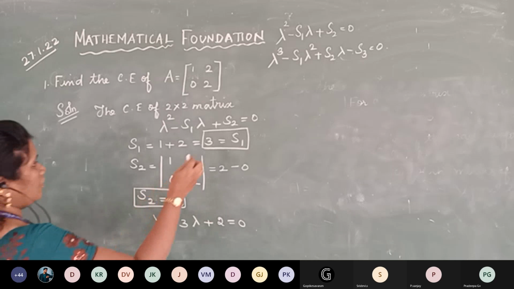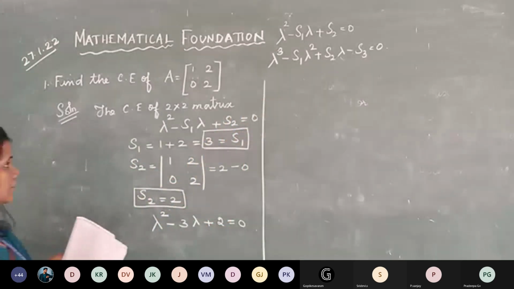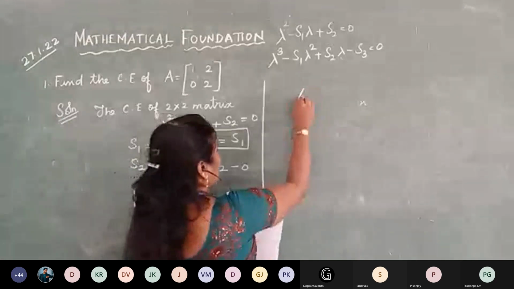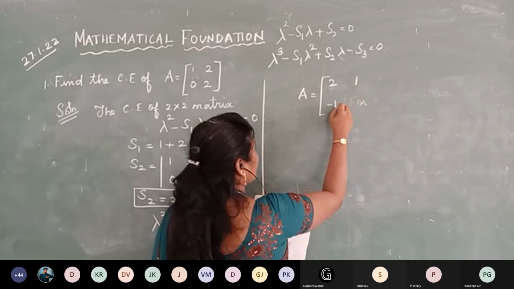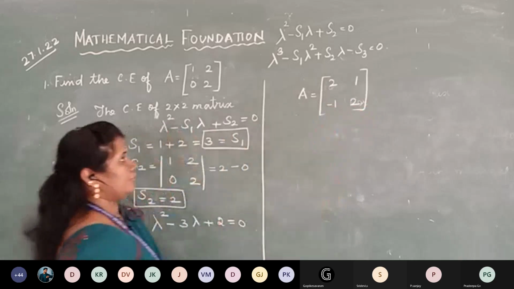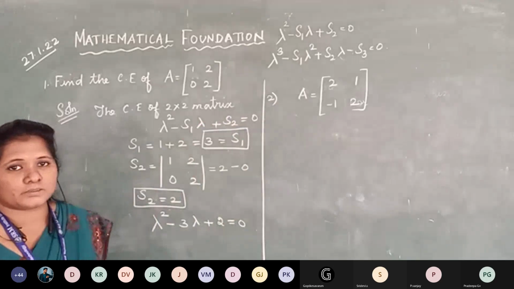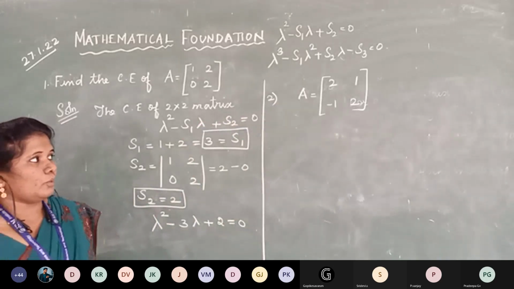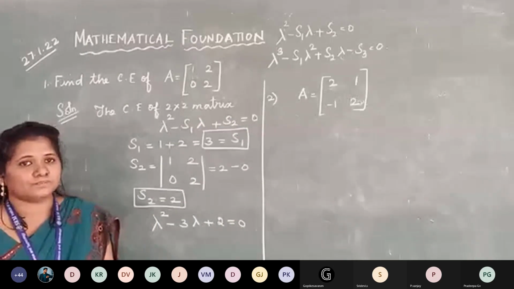You're finished with your first problem. Try out this problem. Find the characteristic equation of A is equal to 2, 1, minus 1, 2. Try the second problem. Find out what your S1, S2 are, and then write your equation.